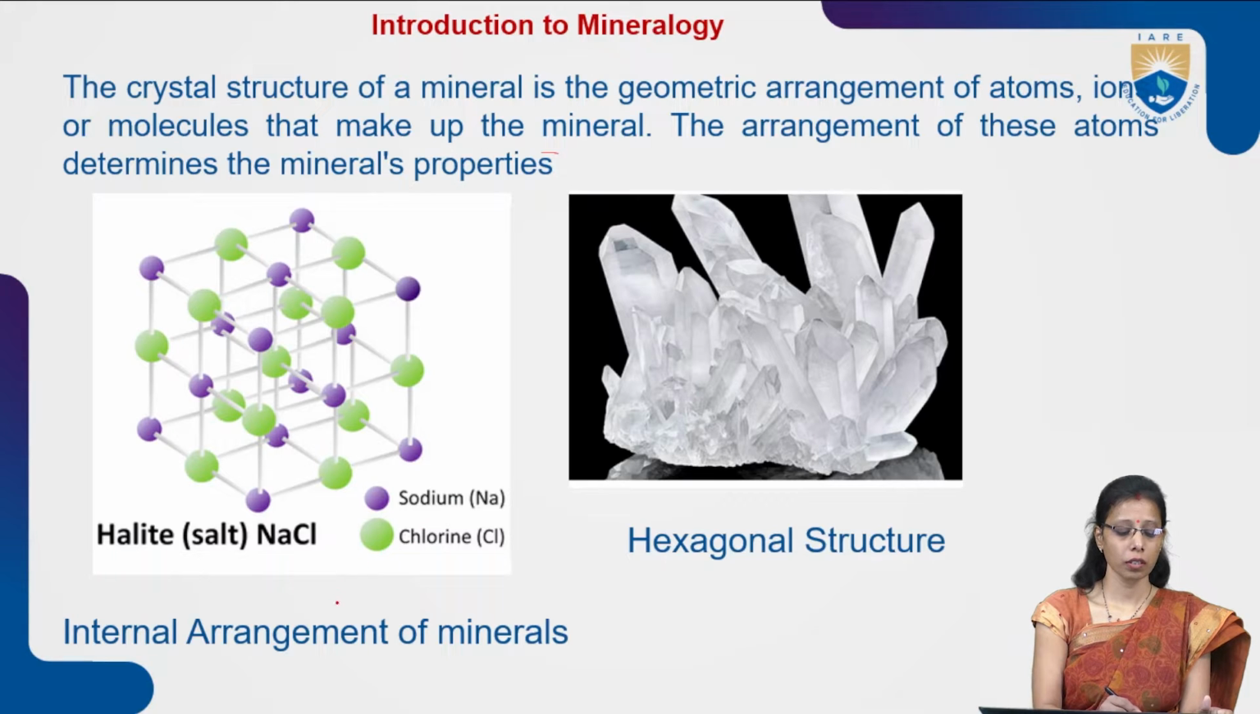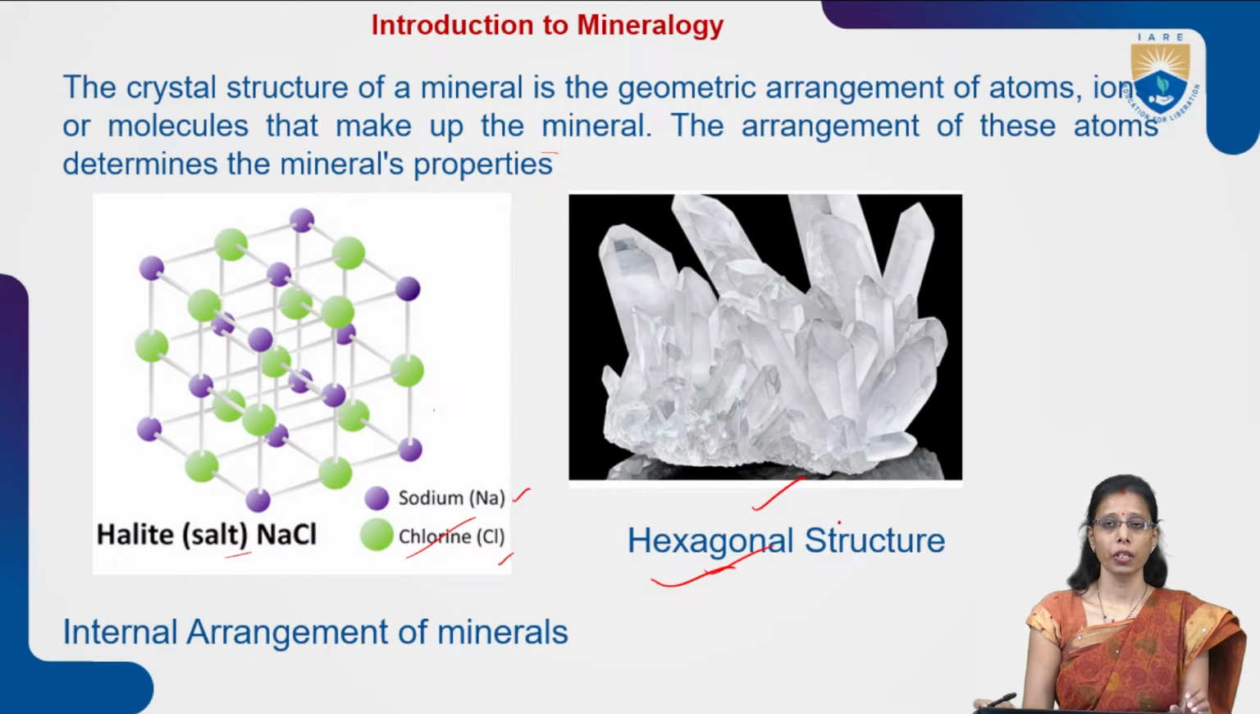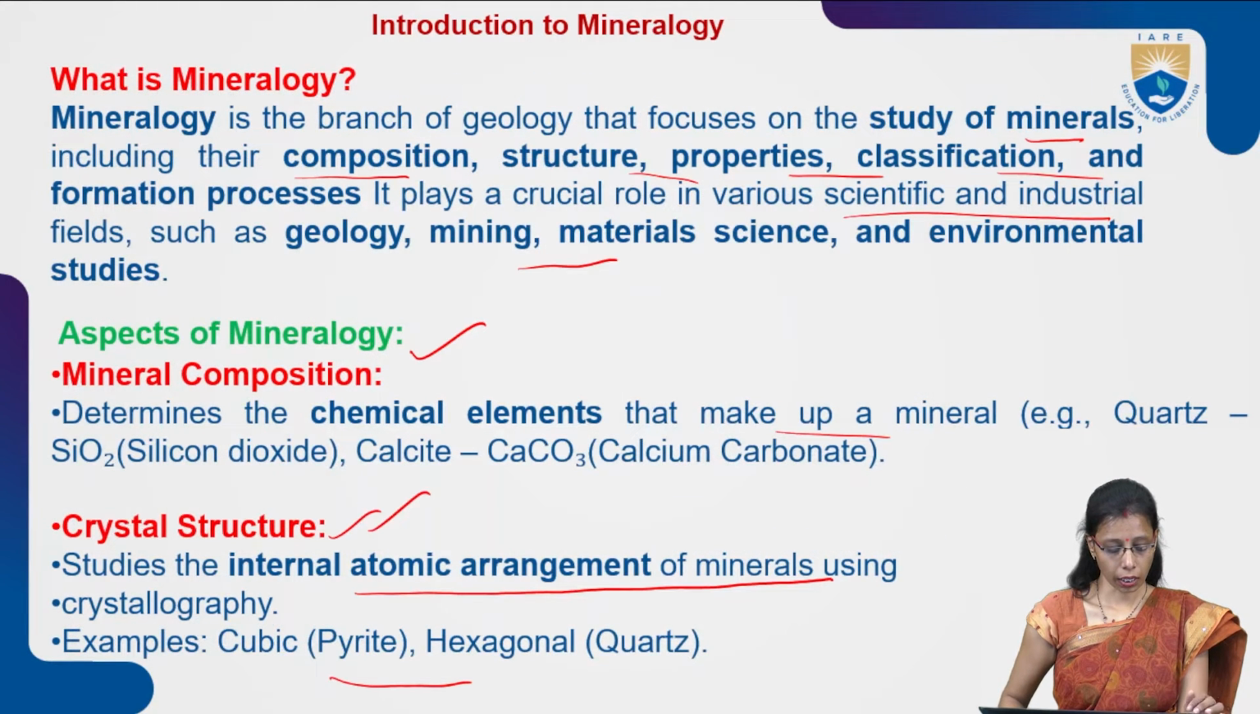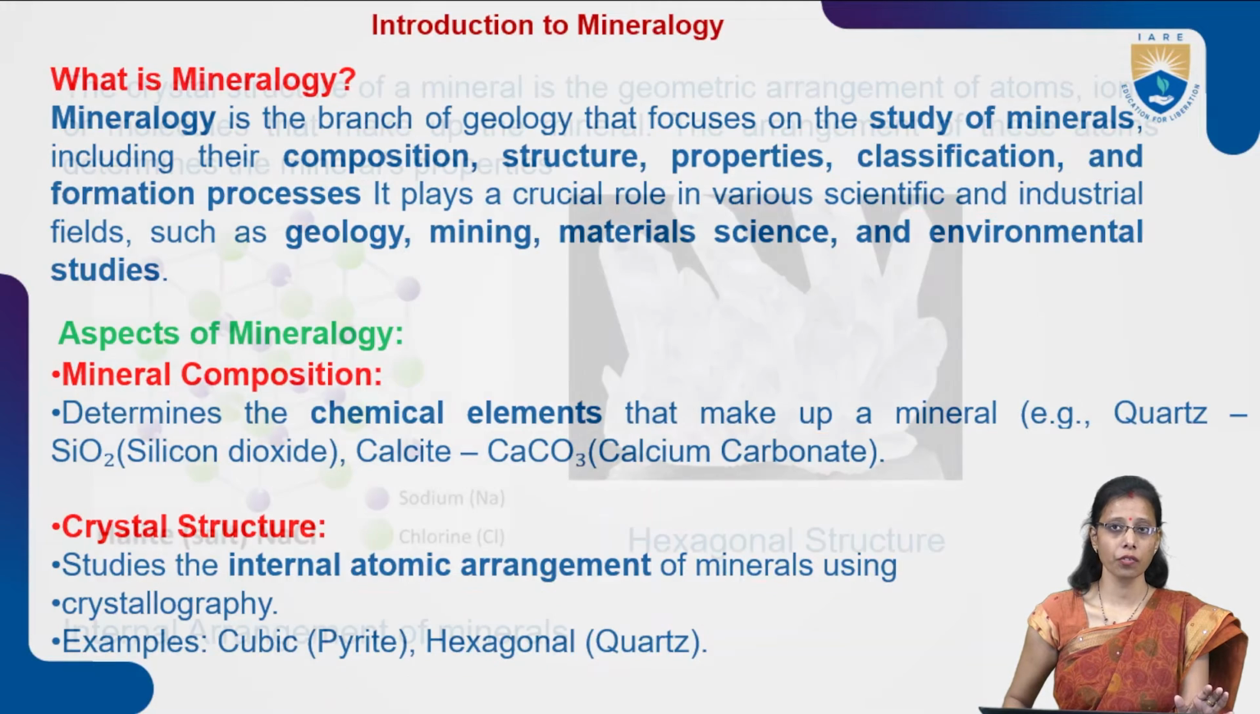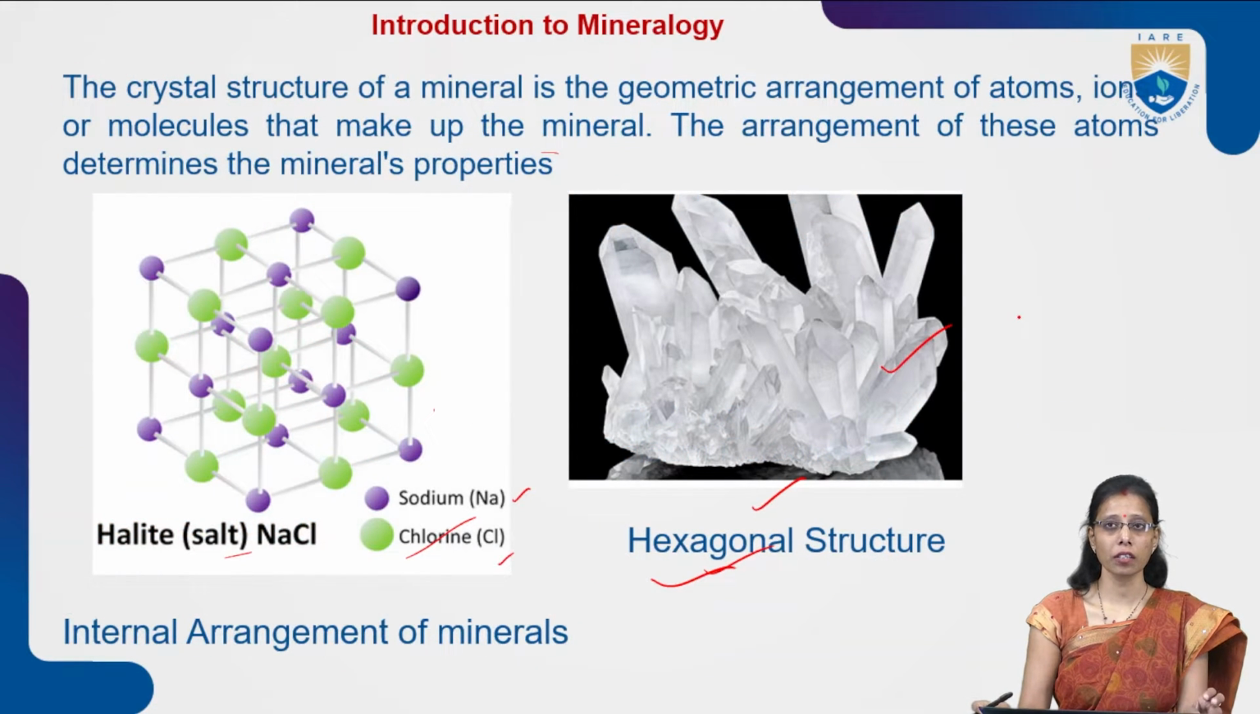Now we have these internal arrangements of minerals. If you talk about halite, it's NaCl, and how differently the sodium and chlorine are arranged in this composition. If you talk about the structure, there are different structures of minerals. Suppose this is one example of the hexagonal structure. The structure of minerals may be hexagonal, or it may be different, like pyrite, which has a cubic structure. For the hexagonal structure, you have quartz. Quartz will look like this, and we have different other minerals which look cubic.